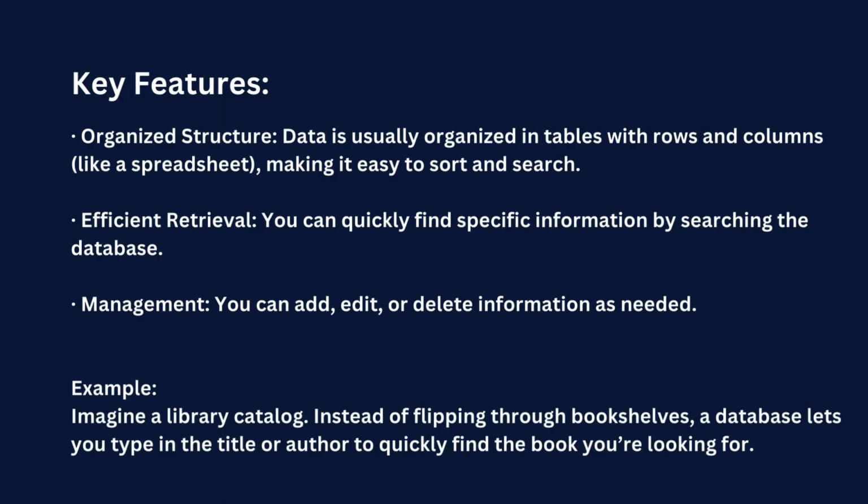First feature is organized structure. Data is usually organized in the form of tables with rows and columns like a spreadsheet, making it easy to sort and search the data. A database is efficient for retrieval. You can quickly find specific information by searching the data in the database.